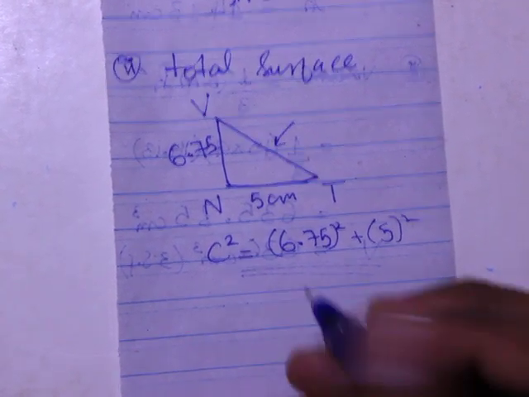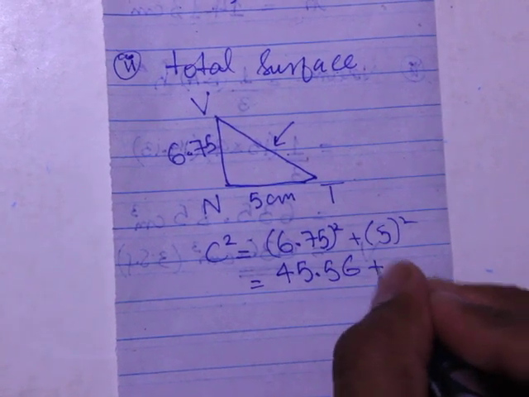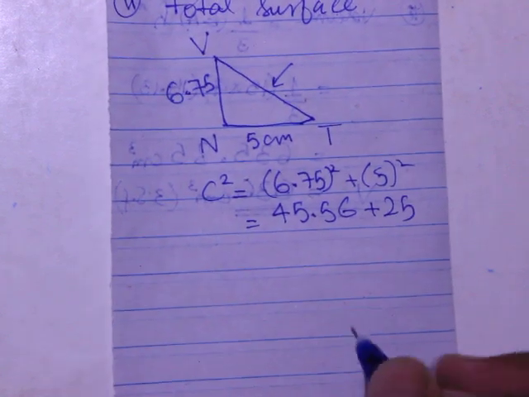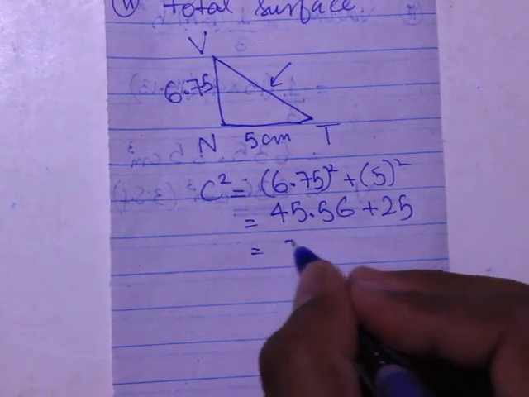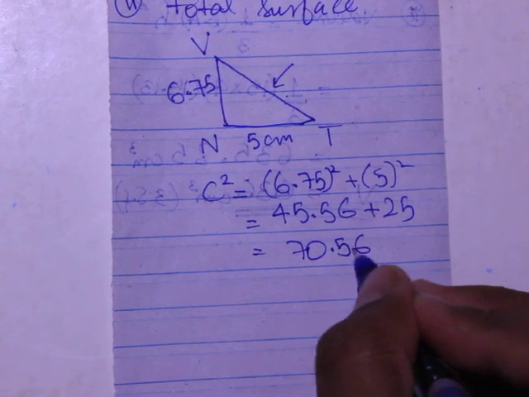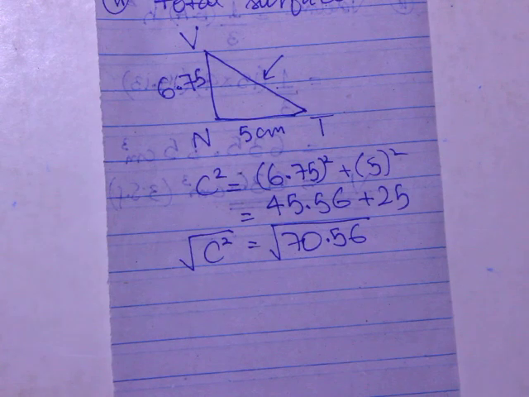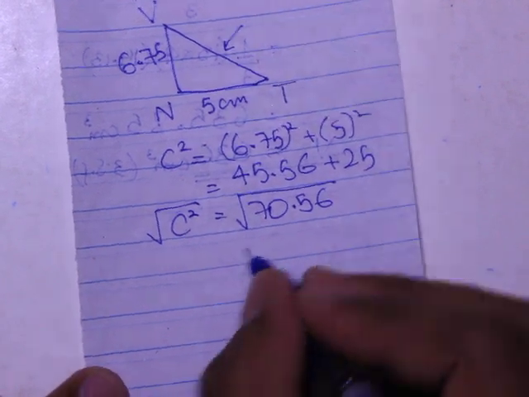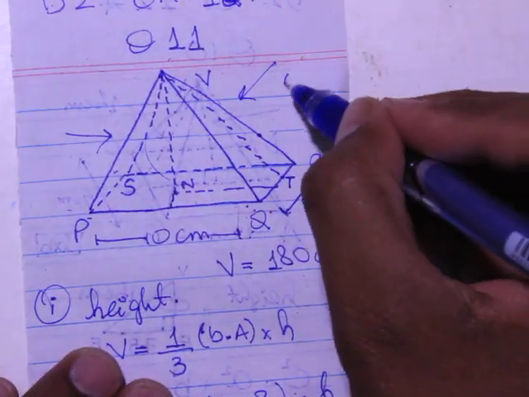6.7 squared gives you 45.56, and 5 squared gives you 25. This is 70.56, and we take the square root of this value because we have a square on the left hand side. This is 8.4. Now I know the slant height is 8.4.